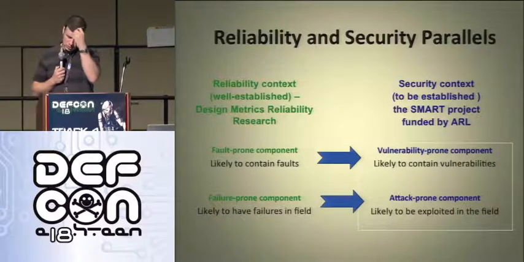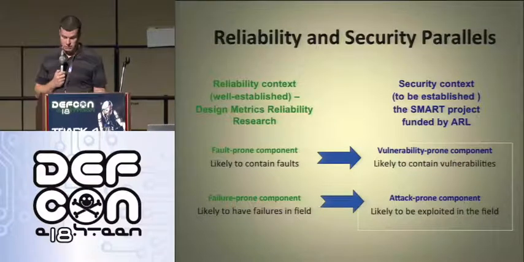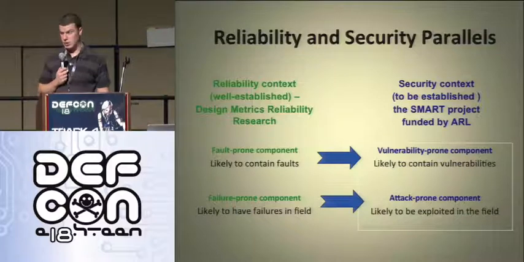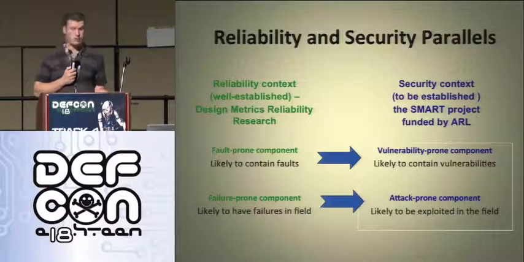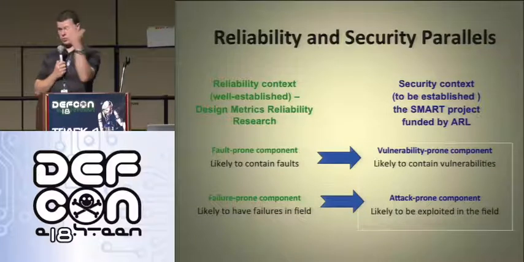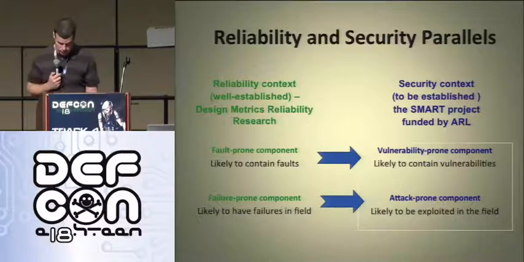When you look at the parallels, you have a fault-prone component, which is likely to contain faults. On the security side, a vulnerability-prone component is likely to contain vulnerabilities. A failure-prone component is probably going to have failures in the field. That's the thing you really want to catch, because that means your stuff's just going to crash. On the security side, you have attack-prone components, which are likely to get attacked in the field.